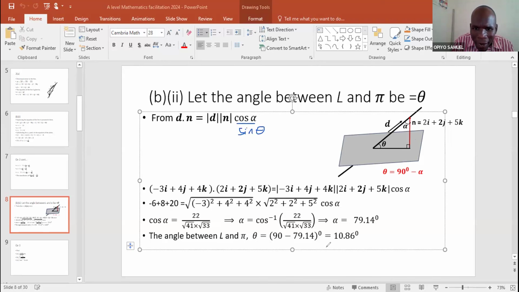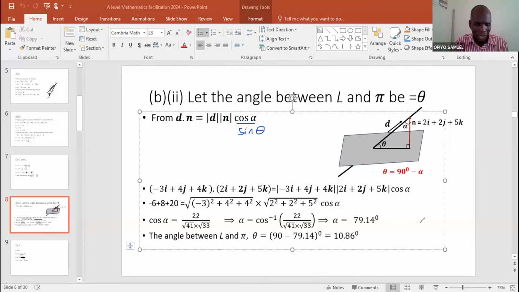Okay, Samsung, unmute. Yes, good evening, sir. When you press cos of 22 out of square root of 41 times 40 square root of 33, it gives you 53 point something, but your alpha is something like 79.14. Oh, or maybe let me confirm.